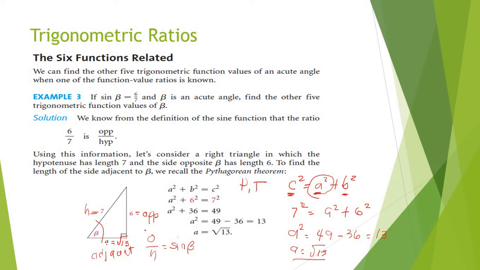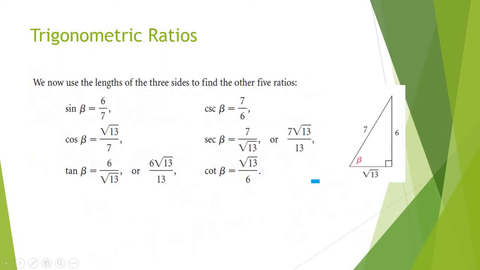In this case, we can now identify the 6 trigonometric functions. These are now the 6 trigonometric functions of your triangle, where beta is your angle, your hypotenuse is 7, your opposite is 6, and your adjacent is square root of 13. So we have here the sine, opposite over hypotenuse, that is 6 over 7.